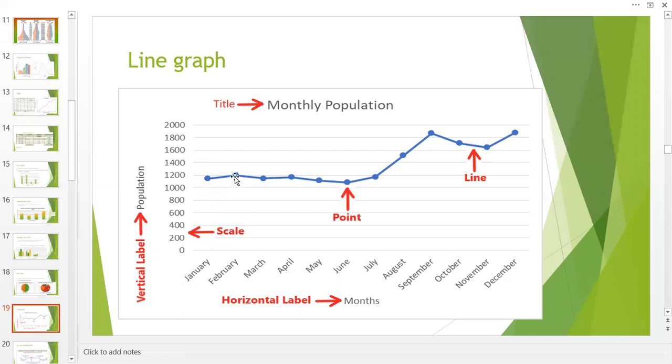The number of the population is being plotted. In January, it is around below 12,000, and it's 12,000 in Feb. And after plotting the points, we join them with a line. So this is known as line, and these are the points. And we also give title to the line graph.